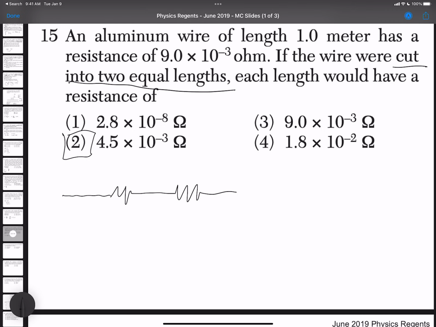You could apply a formula in the reference table on page 4, where you calculate the resistance based off of the resistivity, length, and cross-sectional area. But really, this is a question that's all about proportional reasoning. Much easier this way.